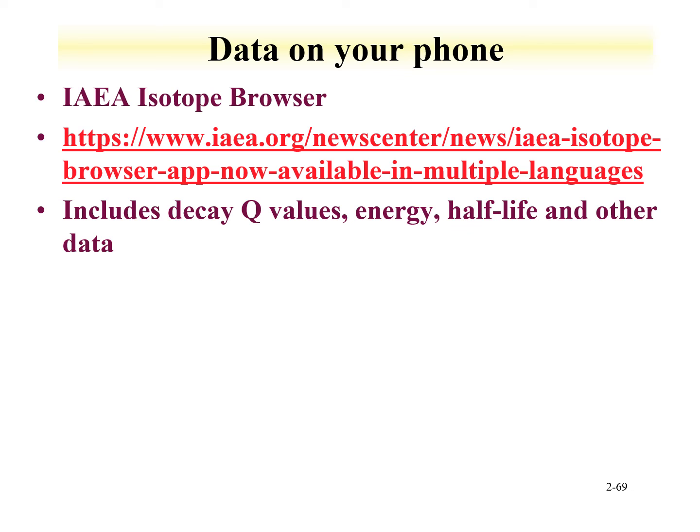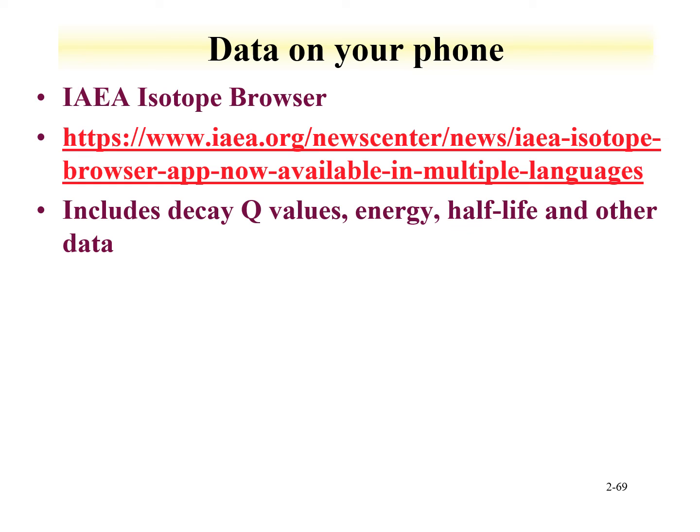But there's also something that you can get on your phone: the IAEA, International Atomic Energy Agency, isotope browser. Information on the isotope browser is available from this web page, but you can download it for Android or Apple-based applications. The IAEA isotope browser will include Q values, but also information on energy of the decays, half-lives, decay modes, percentages, and other information that will be useful for the course.